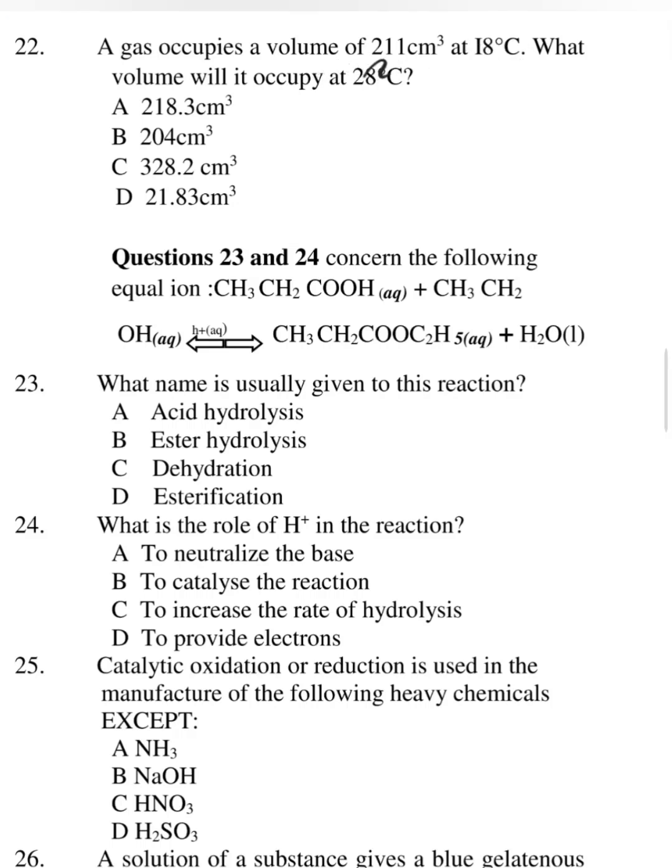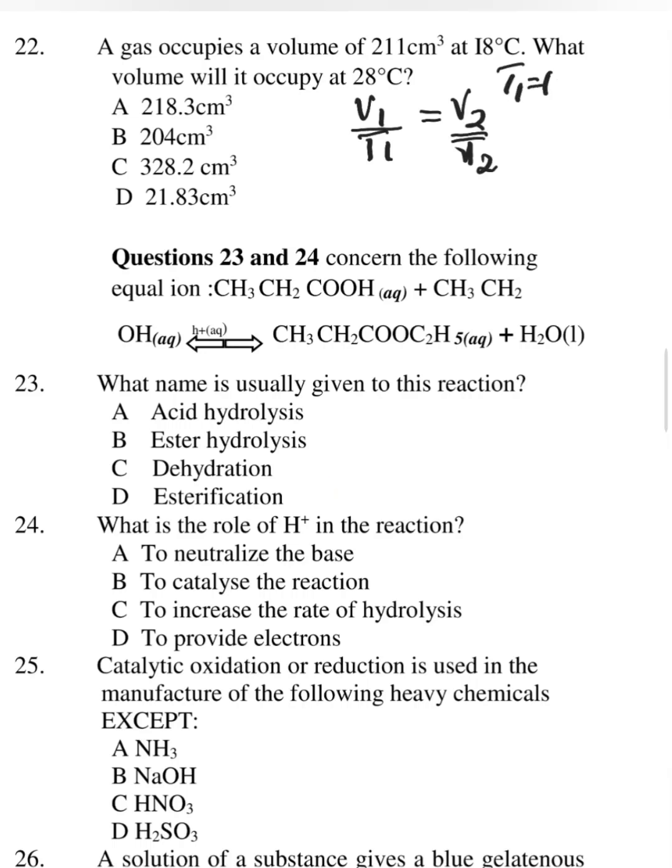The law states that at constant pressure, the volume of a fixed mass of gas is directly proportional to the absolute temperature. Mathematically, we have V1 over T1 equals V2 over T2. And the absolute temperature here implies that we are going to be using temperature in Kelvin and not in degrees Celsius. So we need to convert the values.